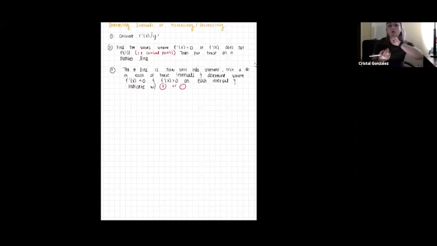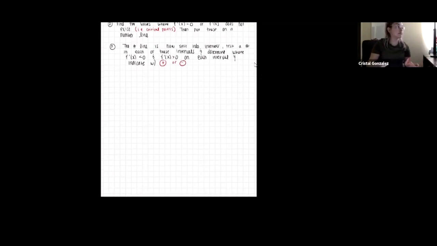So, once you have your critical values, we'll draw the real number line, and then it gets split into intervals. And then from there, we will determine, or indicate, whether the derivative in that interval is positive or negative, just like where the splits are happening. So we'll go ahead and just go over that.